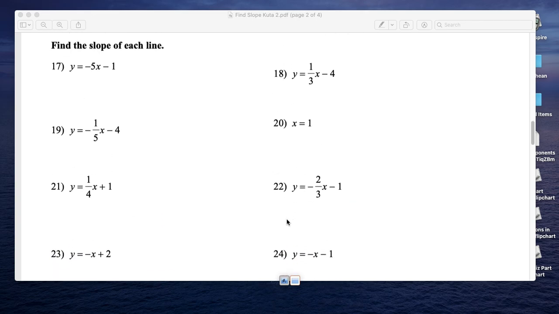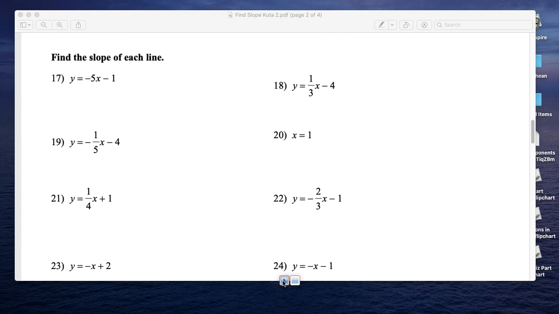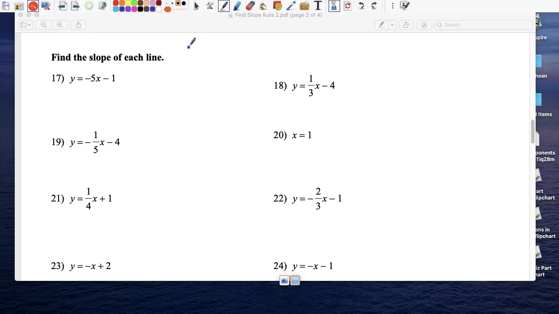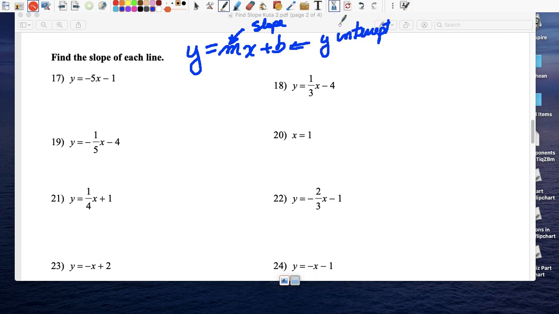Okay, so this one. Find the slope of each line. Well, remember the equation of the line is written in this format. Y equals mx plus b, where this little fella m is the slope. And this b represents the y-intercept, right? Where the line crosses the y-axis. So in each of these, I'm going to write it. Slope, m equals negative 5, m equals 1/3, m equals negative 1/5.